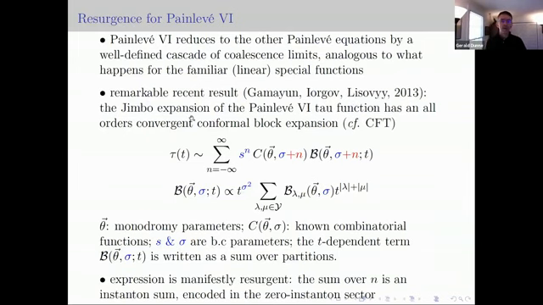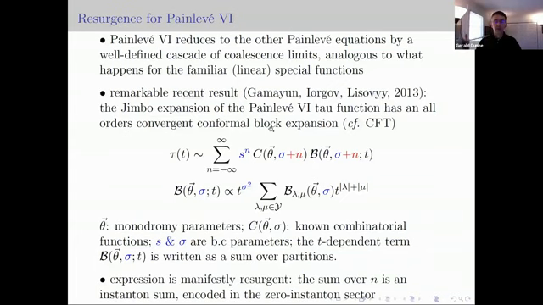Jimbo had already noticed many, many years ago that the so-called tau function, just think of this as some particular form of the solution of the Painlevé 6 equation, has a particular expansion in certain powers at its critical points. But what was recently realized is that this expansion around any of these critical points could actually be written to all orders in closed form. And the building blocks of this closed form expression were in terms of things coming from conformal field theory in quantum field theory.